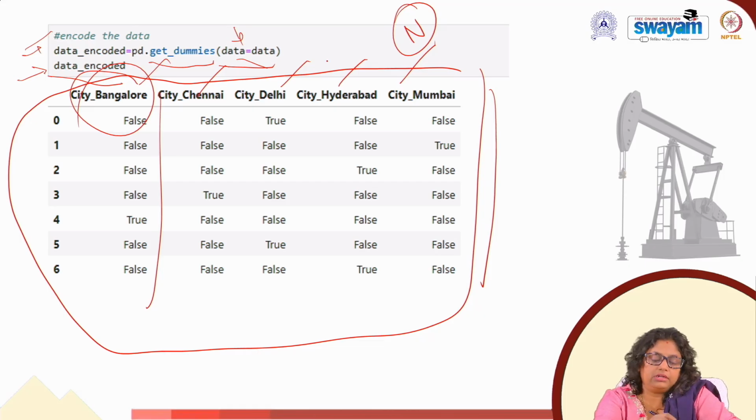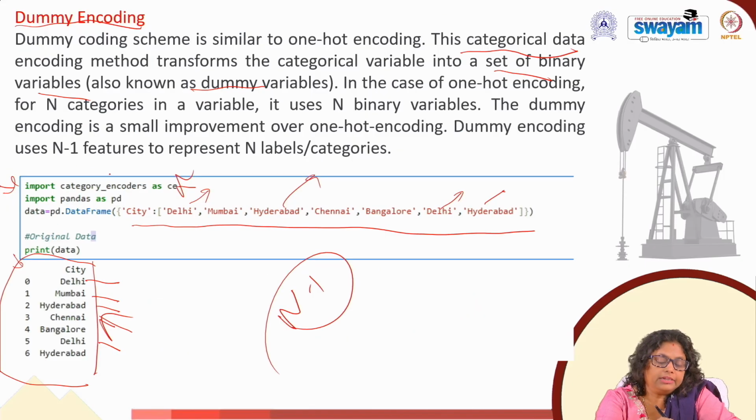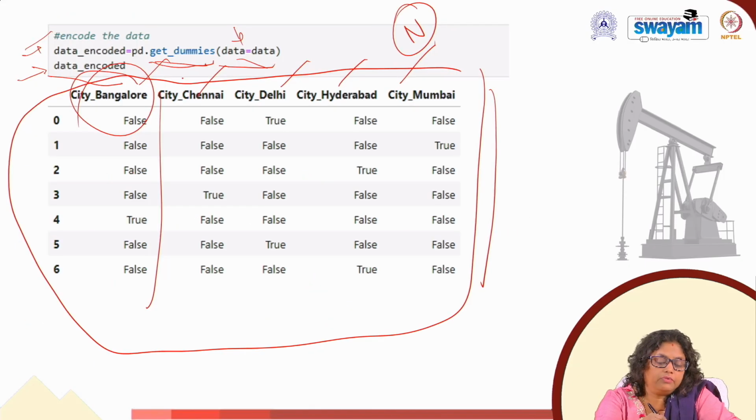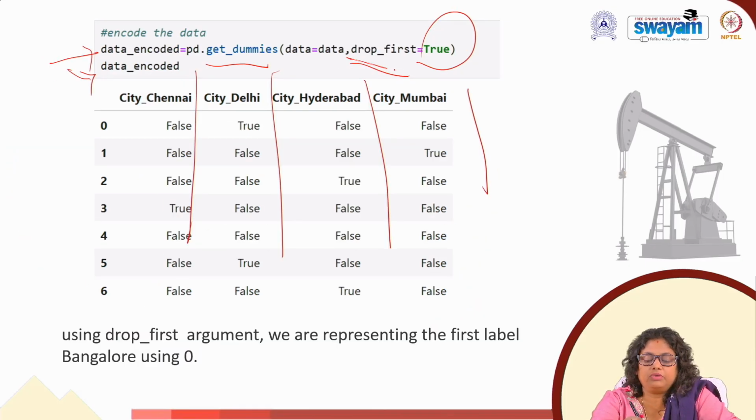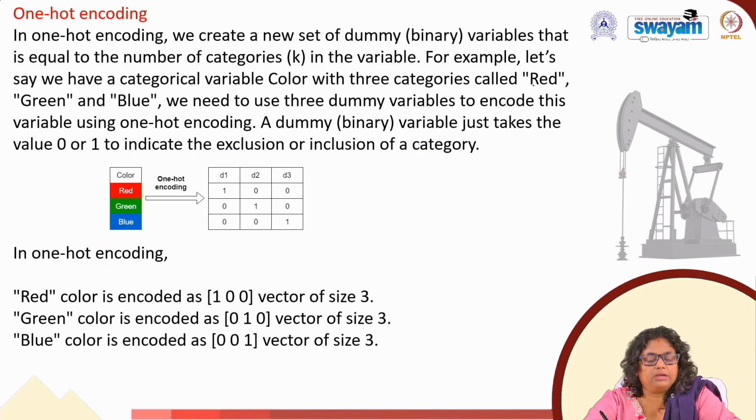And when we have gone ahead with the get_dummies method from the category_encoder, we are able to see the four columns. So the first one gets dropped when we use drop_first. This way we work with the dummy encoder.